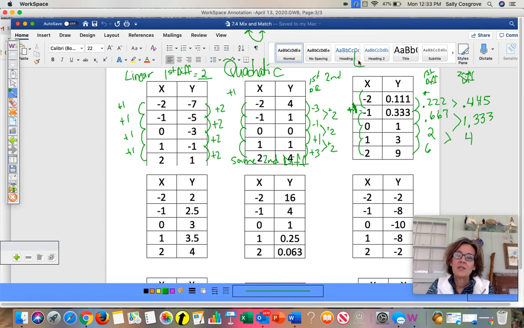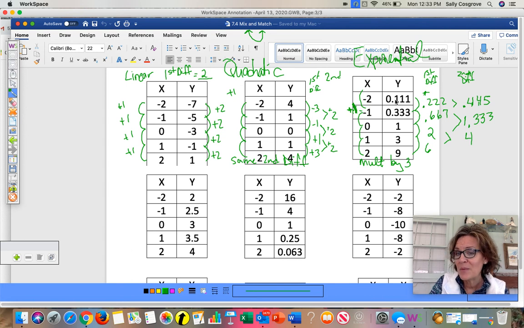So this function is exponential. Why? Because we're multiplying our constant multiple down the y column by 3. And if you weren't sure, what is 9 divided by 3? Oh, yeah. What's 3 divided by 1? What's 1 divided by 0.3 repeating? What's 0.3 repeating divided by 0.1 repeating? Multiplying by 3. Okay, I am confident that you can get the rest of these.